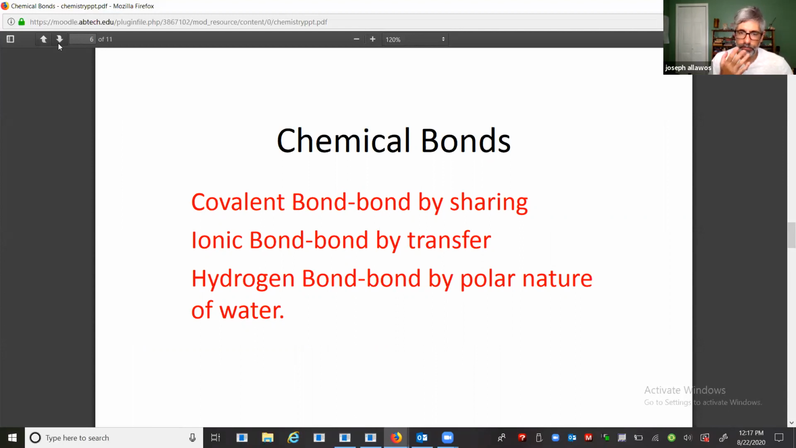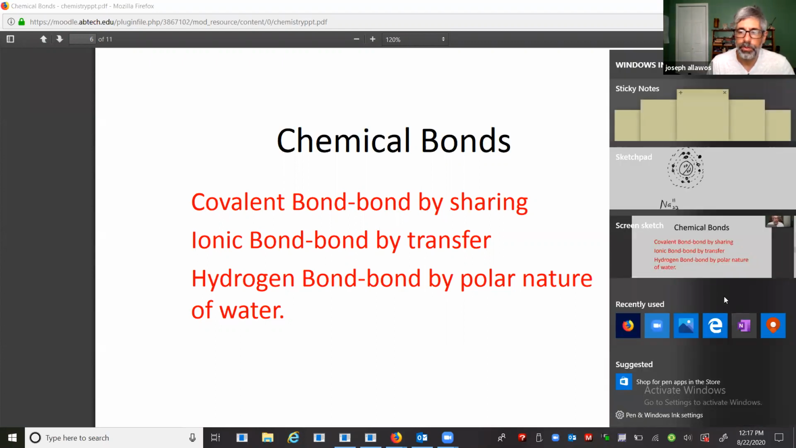We actually have three basic types of chemical bonds. We have the covalent bond, where electrons are being shared, and we have the ionic bond, where electrons are being transferred. And then the third one is a hydrogen bond. It's kind of a different kind of bond, and we'll talk a little more about that in just a bit. Okay, so what is going on?